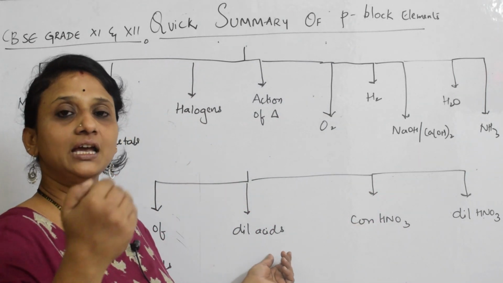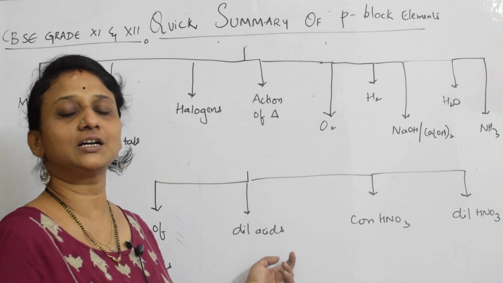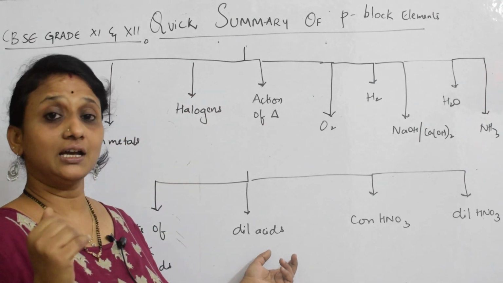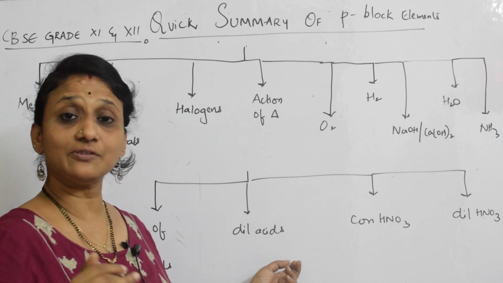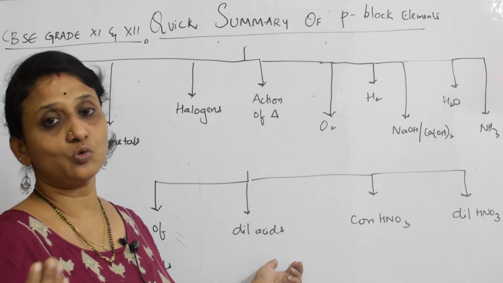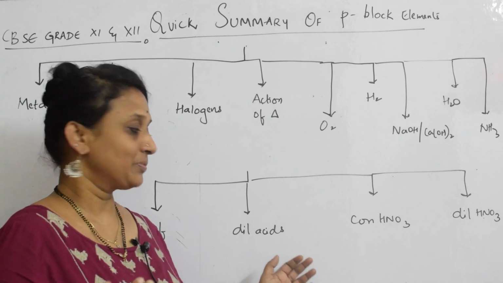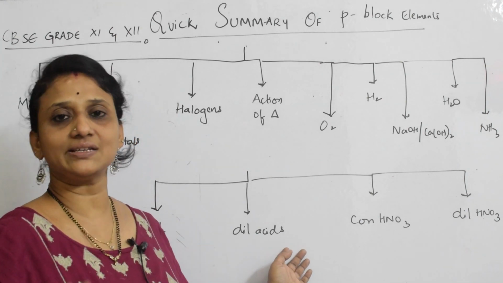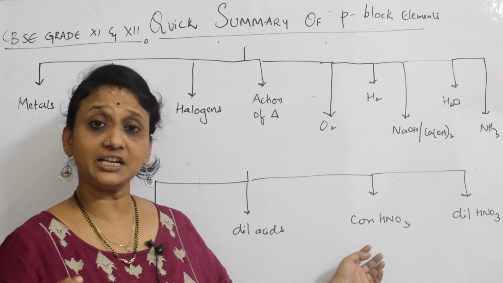I'll be showing you, with HCl, what is the reaction of carbon, whether it is reacting or not. Phosphorus, if it is reacting or not. Sulfur, is it reacting or not? Boron, is it reacting or not? If it is reacting, what is the product? What is the temperature condition? Like that, I'll be taking from 13th till 17th group in the form of a tabular column.